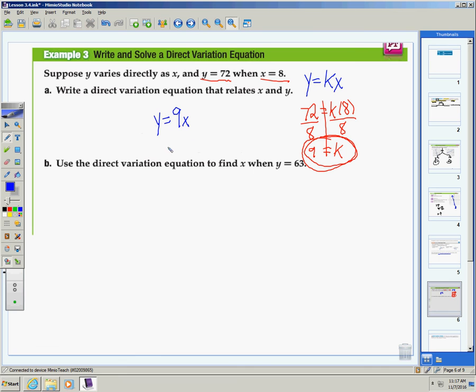And now that I have this equation, I can use it to find x when y is 63. Well, if y is 63, I know 63 equals 9 times x. Divide each side by 9 to get x by itself. And when x is 7, y is 63. Again, just using our equation, plugging in numbers to find k, and using that equation to find other values.